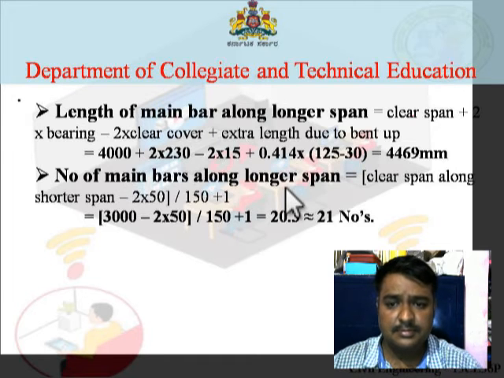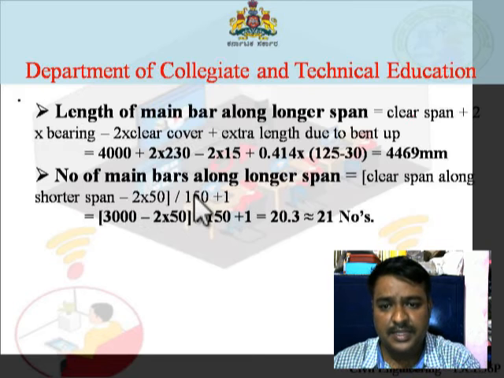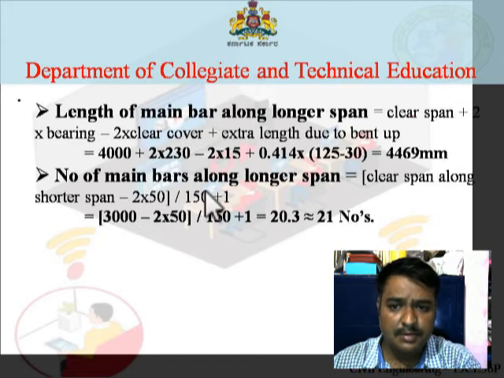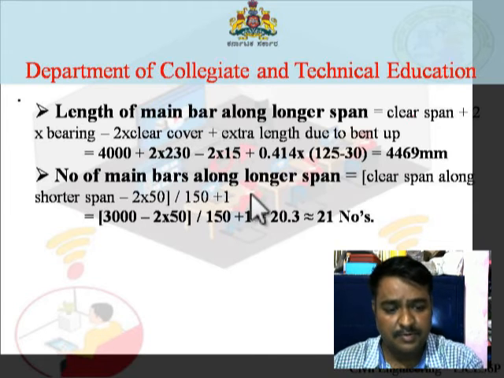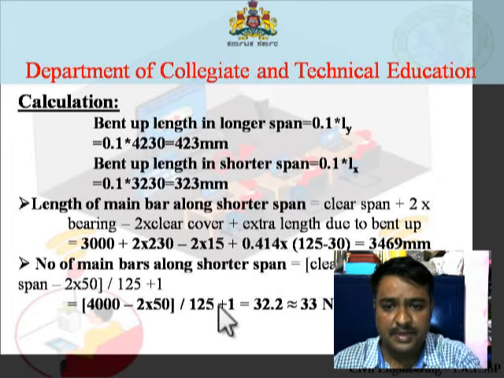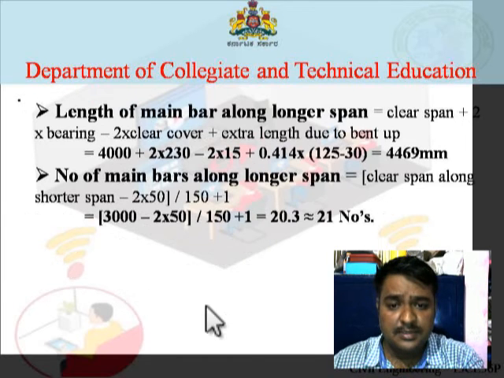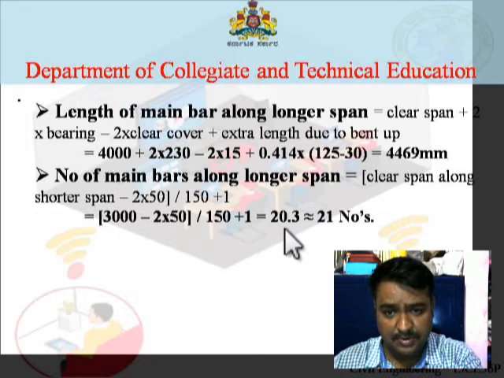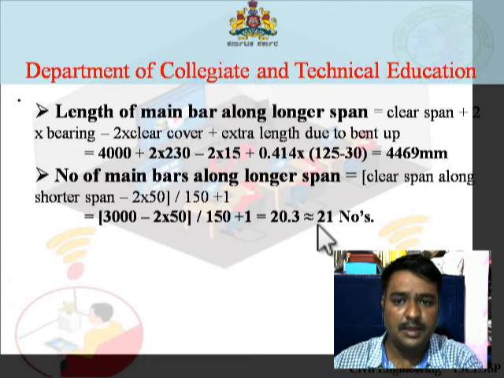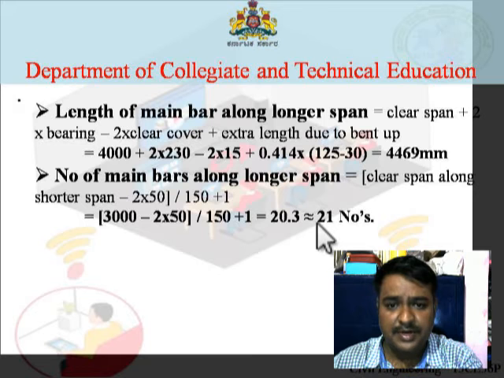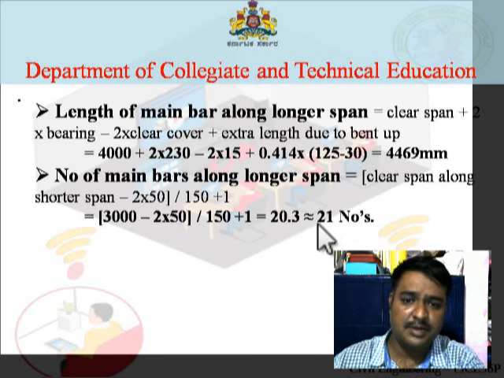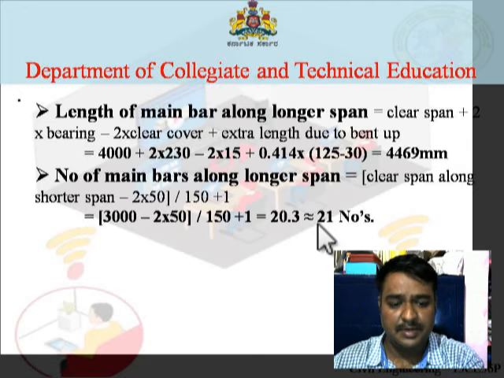So number of main bars along the longer span is given by clear span along shorter span minus 2 into 50 divided by 150 plus 1. So 150 is the spacing of the bars along the longer span. Here spacing at the longer span is 150 and spacing at the shorter span we have 125. So that is the difference of spacing of bars. So we calculated it as 20.3, approximately equal to 21 numbers. So total number of main bars along the longer span is 21 numbers.